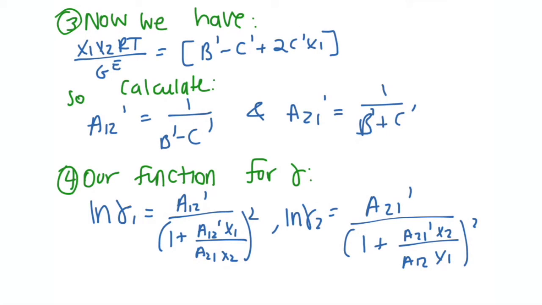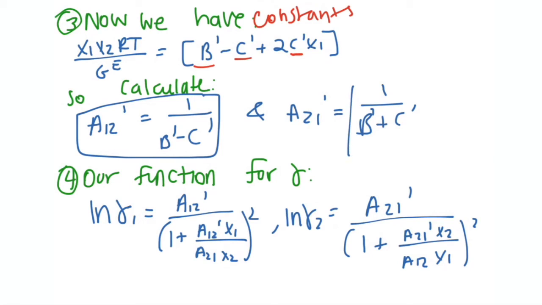So step 3 is now we've gotten these constants. We've gotten b prime, we've gotten c prime. Now we have constants from our linear regression. So now we've got to calculate our a12 prime and our a21 prime, which is from these equations down here. Really easy, really not hard to calculate. Literally just doing 1 over b prime and c prime.